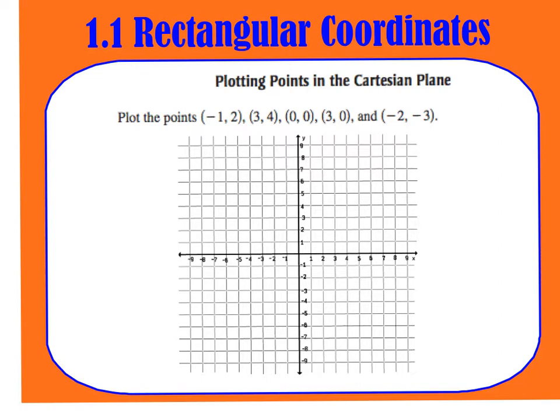All right. So we're going to plot these points. What quadrant is negative 1, 2 in? Second quadrant. So we go negative 1 to the left and 2 up. 3, 4. What quadrant? First quadrant. So we go 3 and 4. 0, 0 is the middle. It's called the what? Origin. That's right. That's our Cartesian plane.